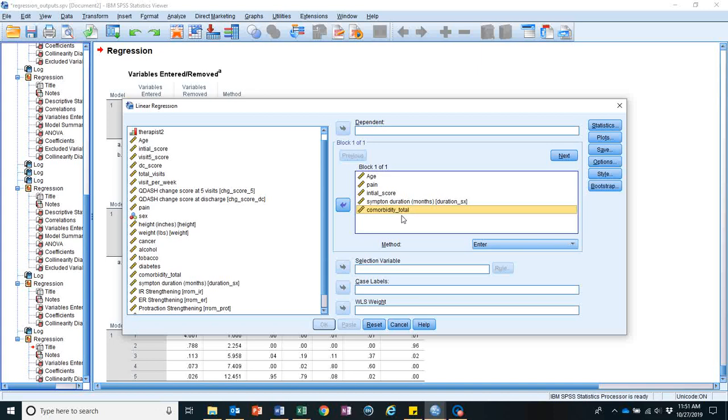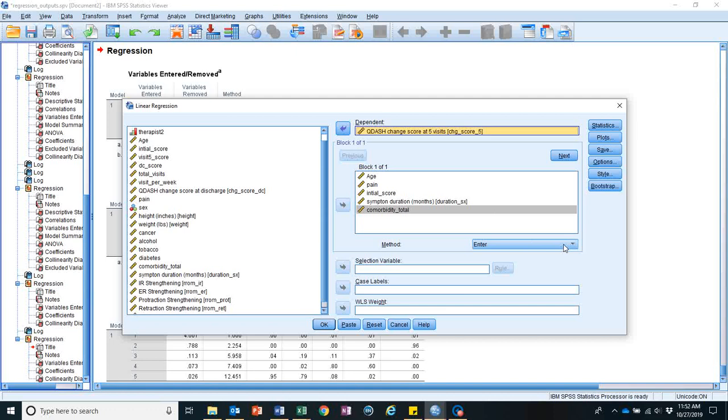So what is the best indicator of how well somebody's going to do with early intervention for shoulder pain? We're going to use the QuickDASH change score at visit 5. And just to remind you, if you have a 50 at baseline and they go to 20, that should be a 30-point change. That's quite a bit of an improvement after just 5 visits of physical therapy.